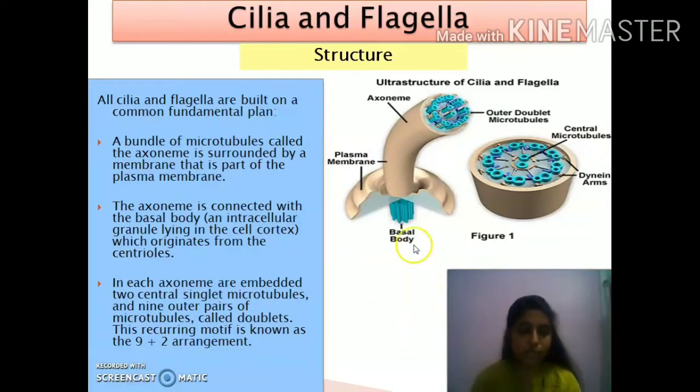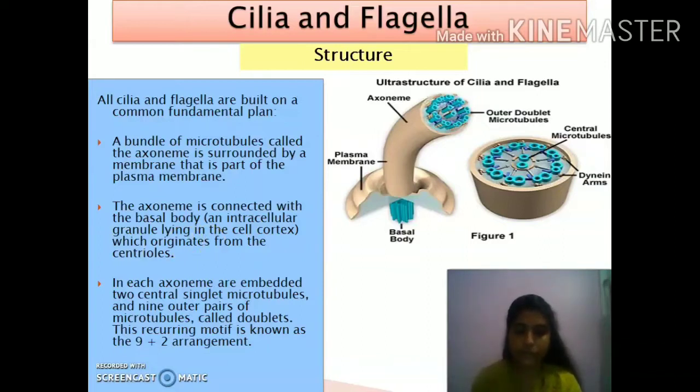So the basal body is that part which is present in the cortex of the cell, and from where the flagella or the cilia originate. That is, it is the base of the cilia or flagella which is attached to the cell. Clear? So this is the basal body. So the axoneme is connected with the basal body, obviously, because the flagella or cilia originate from the cell itself. So obviously it is connected with the cell with the help of the basal body.